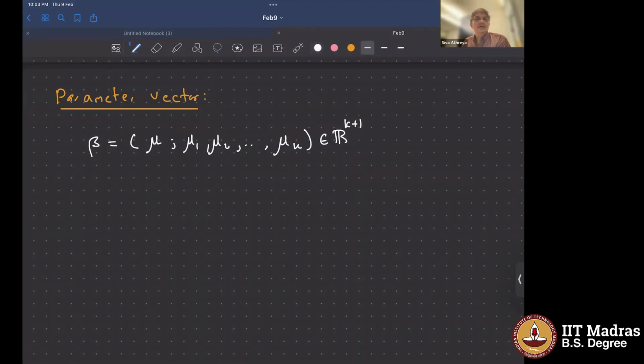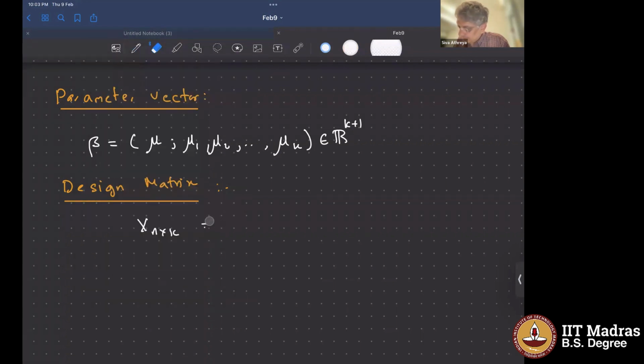Then I had a design matrix. So I'll call this a design. This is the parameter vector. Then the next notion is the design matrix. Here, this is an n cross k matrix, which is such that the expected value of the vector y is going to be equal to x times beta vector. Okay, that's what the matrix X does.